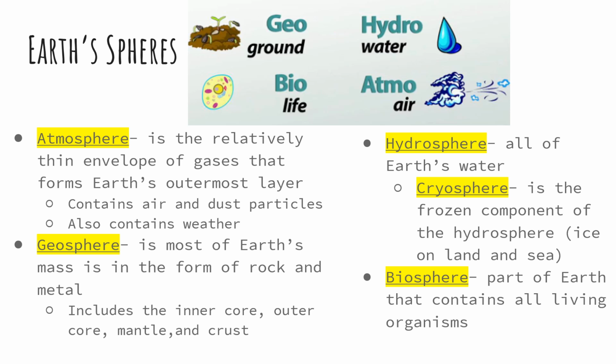The geosphere is most of Earth's mass, and it is in the form of rock and metal. So geosphere contains most of Earth's mass with rock and metal. So it includes the inner core, outer core, mantle, and crust. The hydrosphere is all of Earth's water. Then within the hydrosphere, we have the cryosphere. And the cryosphere is the frozen component of the hydrosphere. So that's specifically the ice on the land and sea. So biosphere then is the part of Earth that contains all living organisms.